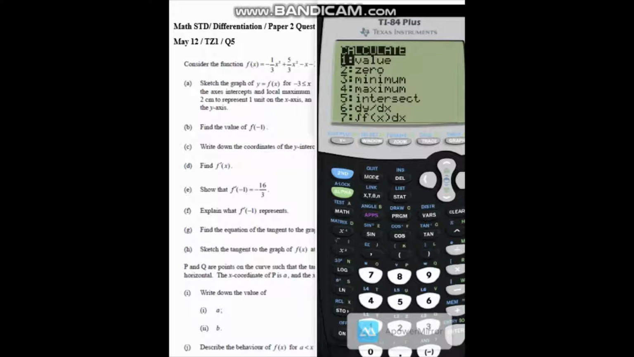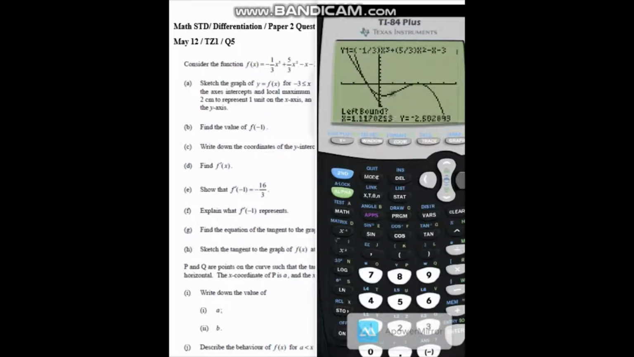Next, for the maximum, second, trace maximum, left bound, right bound, and guess. So your maximum lies at x equals 3. Hence A is 1/3 and B is 3.